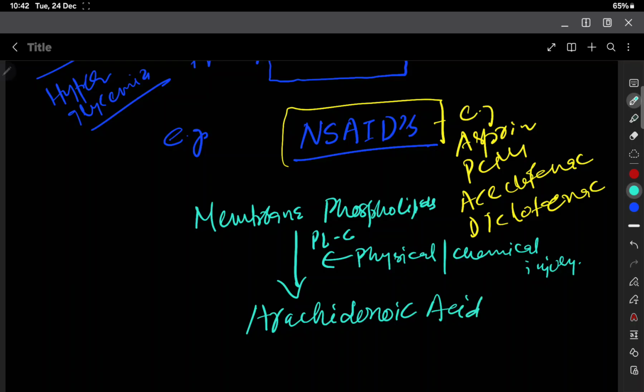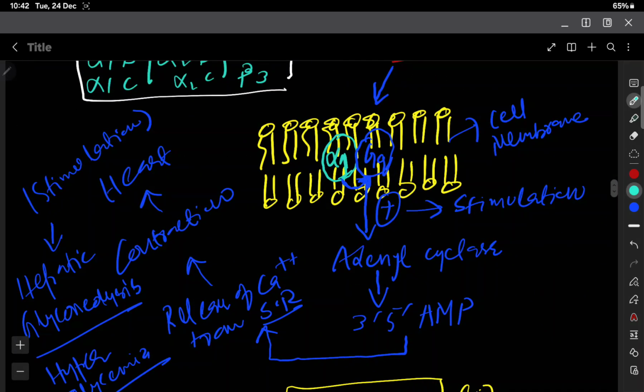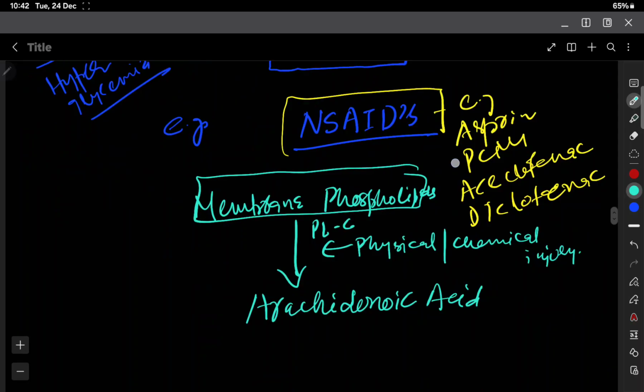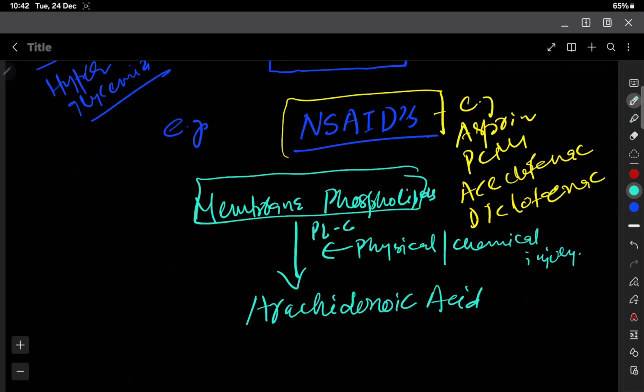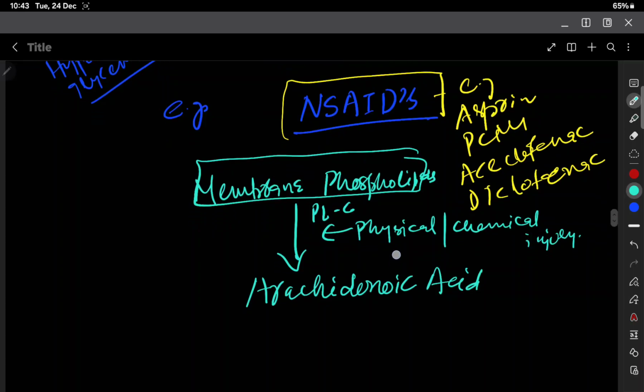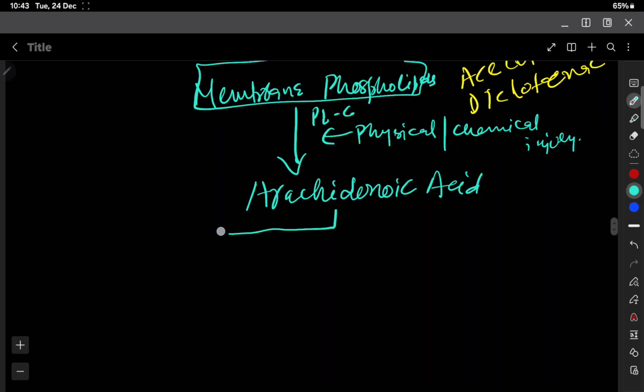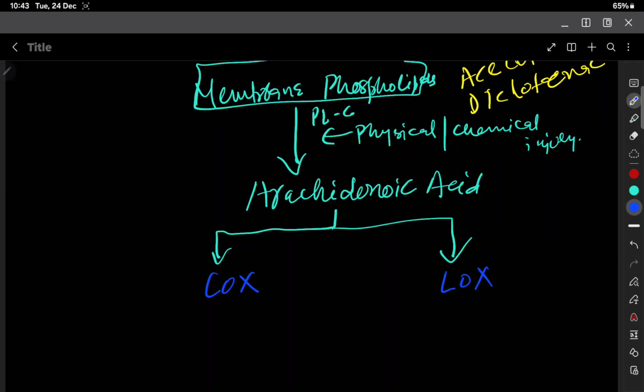Membrane phospholipids are present in the membrane. I already told you, this membrane is made up of phospholipids. Whenever there is a physical or chemical injury, these membrane phospholipids will activate phospholipase C, which in turn will produce arachidonic acid. This arachidonic acid acts on two things: one, cyclooxygenase, and second, lipooxygenase, which we call COX and LOX.